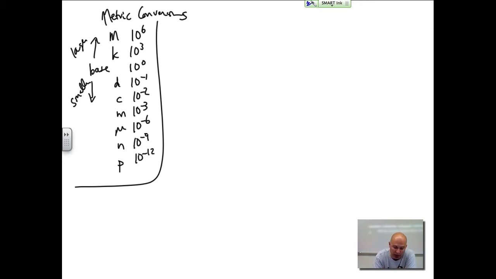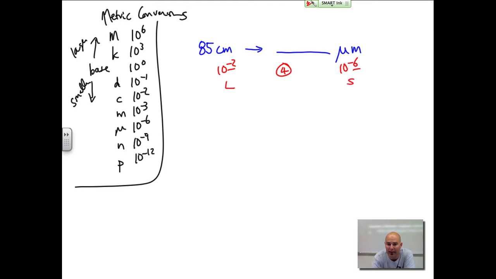If I wanted to convert 85 centimeters and I want to know what that is in micrometers, from centimeters to micrometers, I like to go centi minus 2, micro minus 6. Minus 2 to minus 6 is a 4-place move. Even though it's 2, negative 2 is a larger number than negative 6. So therefore, here's my larger than. Negative 2 is larger than negative 6.